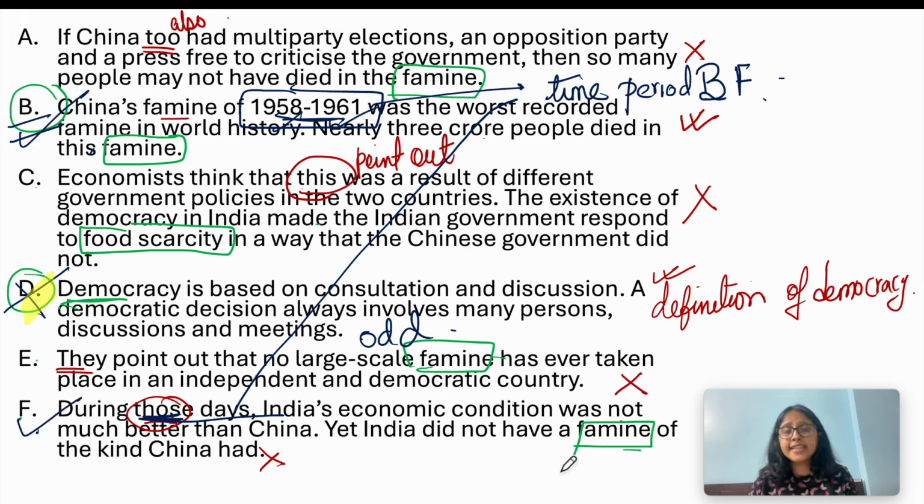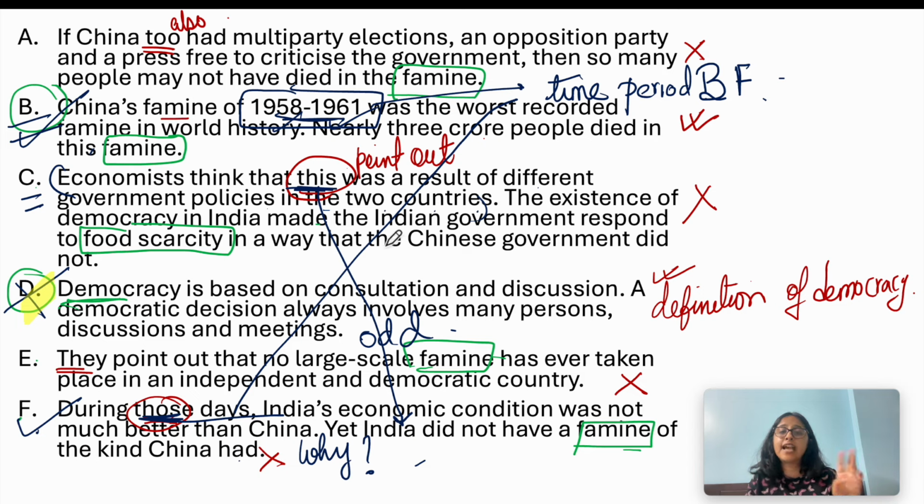Okay. Yet India did not have a famine of the kind China had. Fine. Now the question comes, why did India not have a famine? The answer is given in sentence C. Economists think that this was a result of different government policies in the two countries. So this is the answer. This was the result. What was the result? That India did not have a famine, but China had. So this was a result of different government policies in the two countries. So which two countries? India and China.